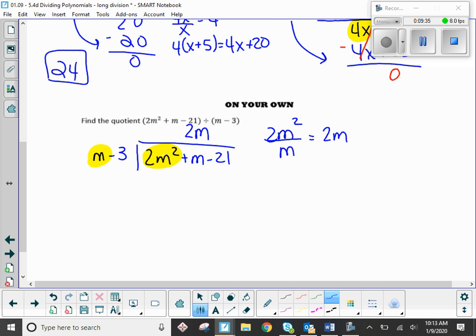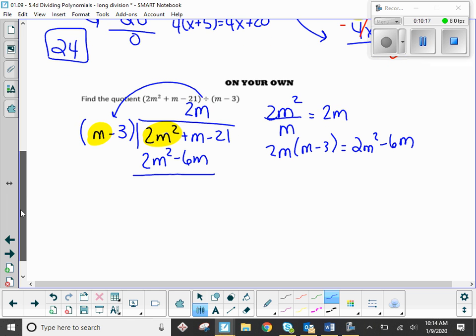All right, so raise your hand if you got that far. You got the 2m? Okay, great. So then once you get something in that spot for the quotient, what do you do with it? Multiply by the m minus 3, the divisor. So it's 2m times this entire thing. And that's the same thing you do with the regular numbers, right? So that's 2m squared minus 6m. And that goes underneath right here. So 2m squared minus 6m.